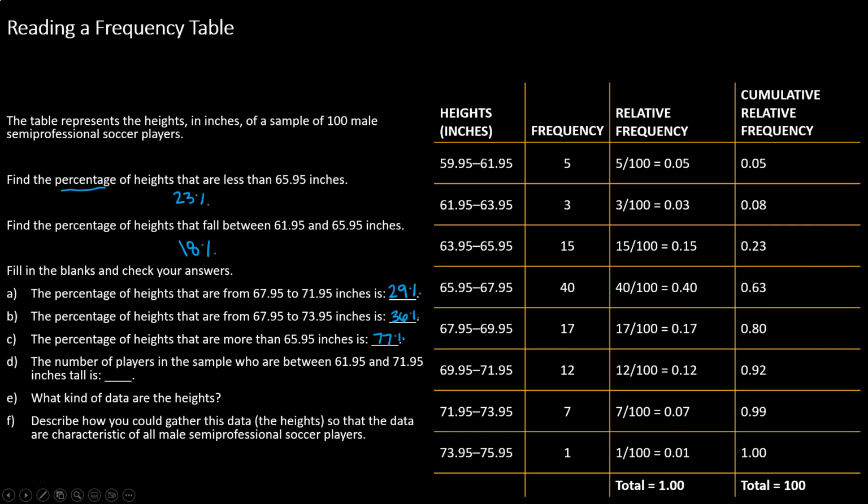If we wanted to just know the number of players in the sample who are between 61.95 and 71.95, instead of looking at the relative or cumulative frequencies, I'm going to read just the raw frequencies. So I'm adding these numbers up this time. We have to read our questions carefully. Do they want a percentage, or do they just want a raw number of players? That's what they want this time. Adding these together, we get 87. 87 soccer players are between 61.95 and 71.95.